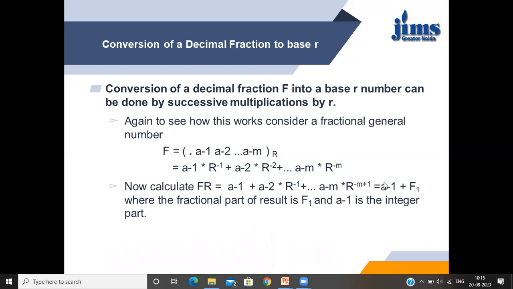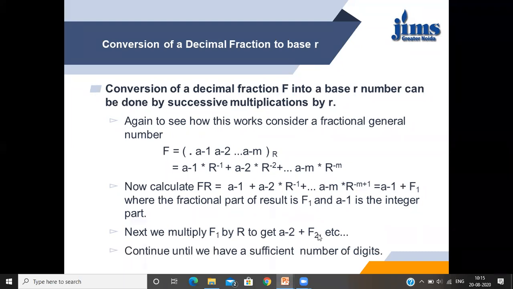Then it will be like this: a minus 1, that is the first coefficient, plus f1, where the fraction part of the result is f1, and we will get some integer, that is a minus 1. This integer may be 0 or any number. If it is 0, then we'll consider 0. Now again, in the next step, we multiply this f1 by r, and we get again some integer and some fraction part, and this process continues until we have a sufficient number of digits.